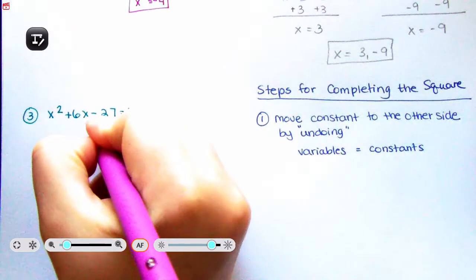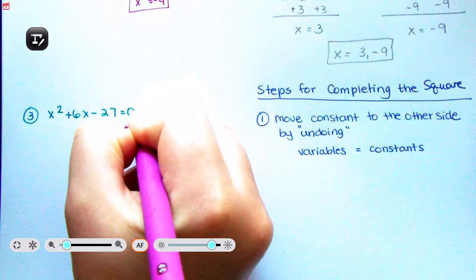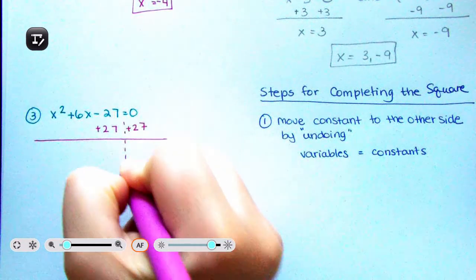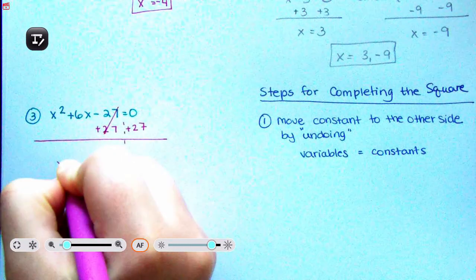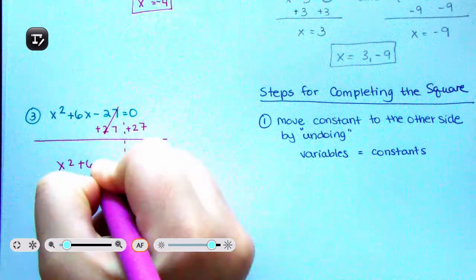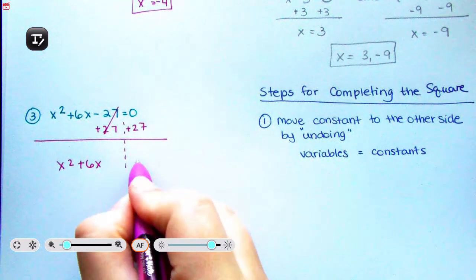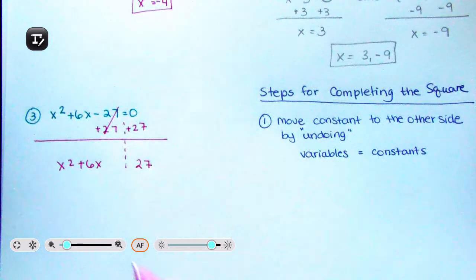So I'm going to add 27. This is what I mean by undoing. I'm going to undo a negative 27 by adding 27. So I have x squared plus 6x. So both of these have a variable in them. And then my constant is 27. It's on the other side. I'm going to put it equals here. So I've done that. Step number 1.